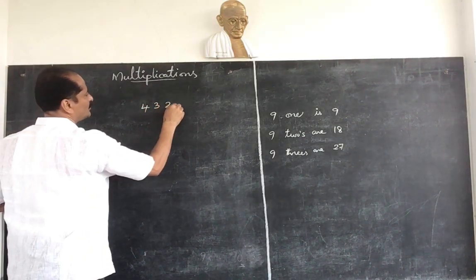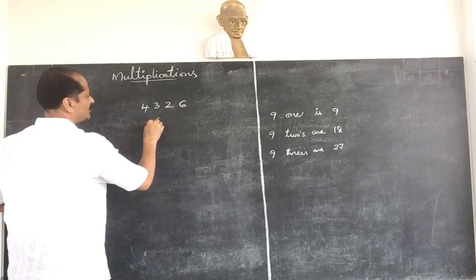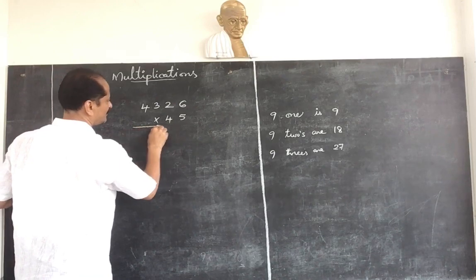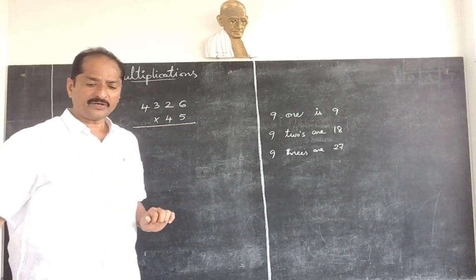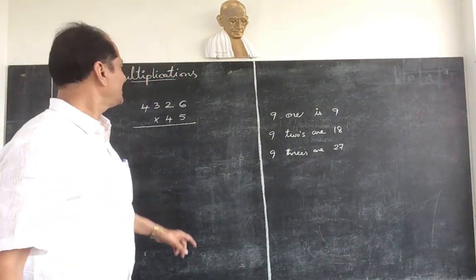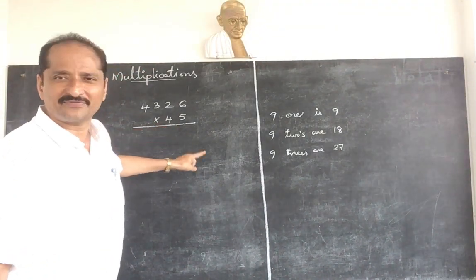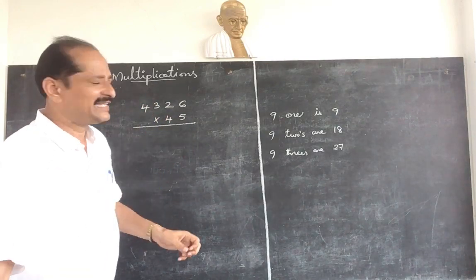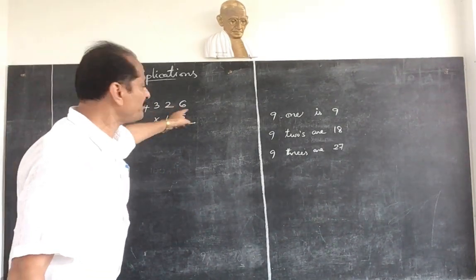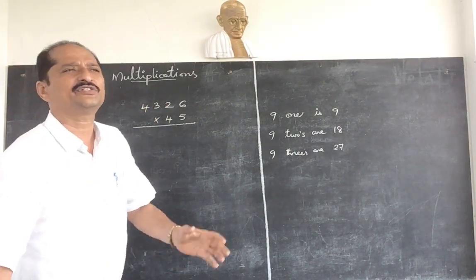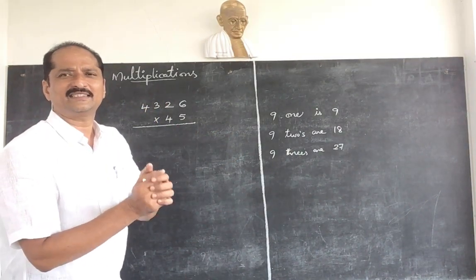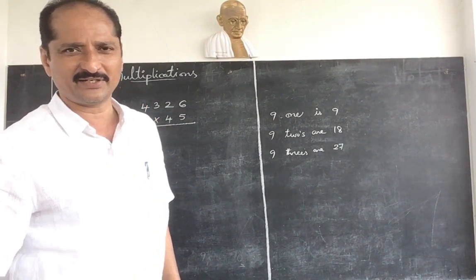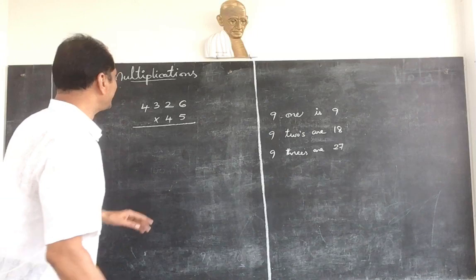4326 into 45. Multiply. Whenever you are multiplying, 45 means 40 plus 5. That means this number should be multiplied with 40 first, then the same number should be multiplied with 5, then we should add the two. But the same thing we are doing here, in this addition process. So first multiply, observe carefully everybody.